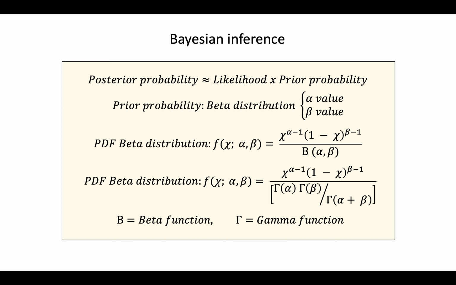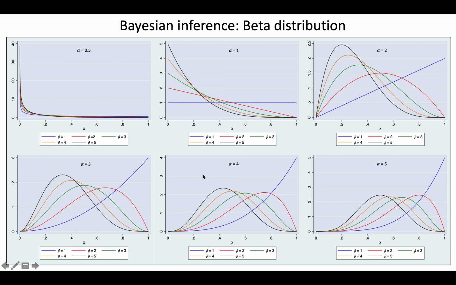And then as I said, the posterior probability is approximately equal to the likelihood times the prior probability, and the prior probability is given by these funny curves here, any of them, again depending on your alpha or beta value.